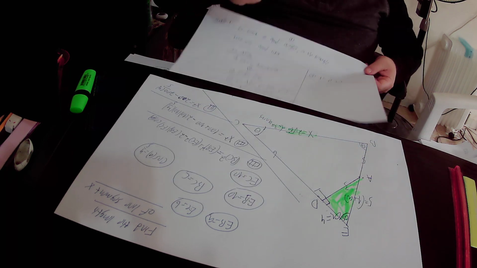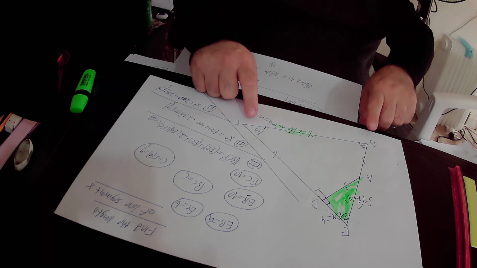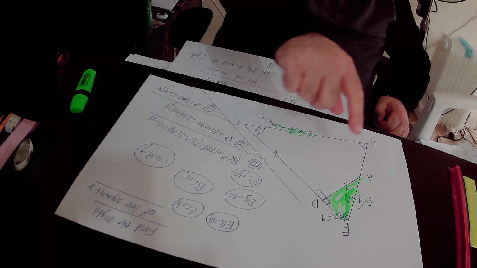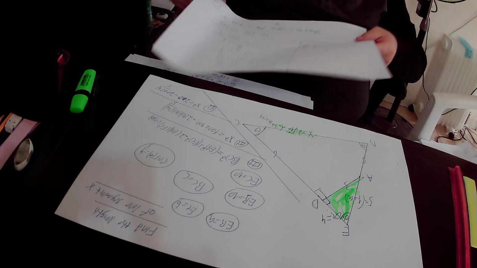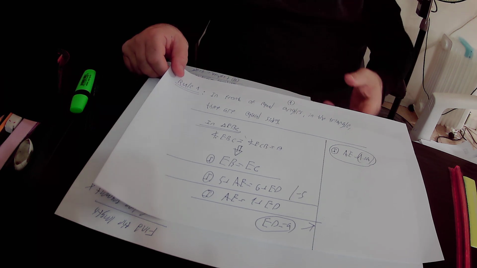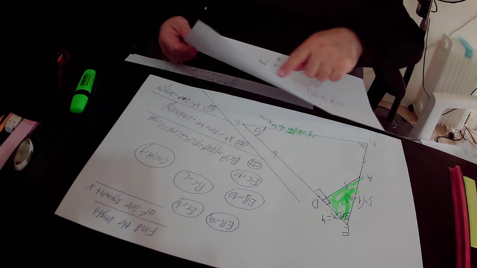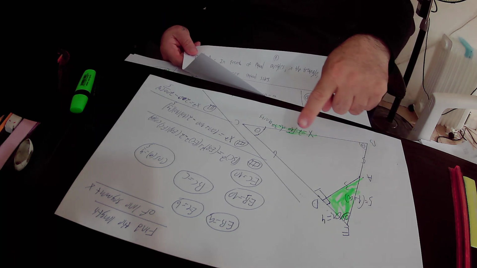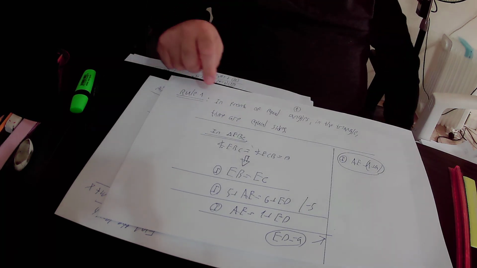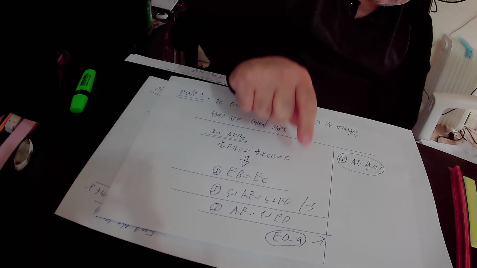Therefore according to rule number 1, in front of those two equal angles, there are equal sides. That is to say, EB is equal to EC according to rule number 1. But EB equals 5 plus AE, and EC equals 6 plus ED. Again, EB equals 5 plus AE and EC equals 6 plus ED.